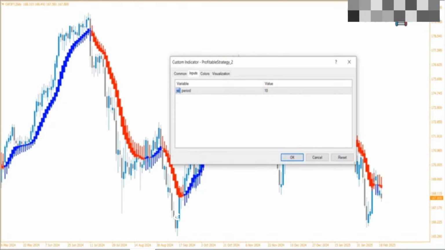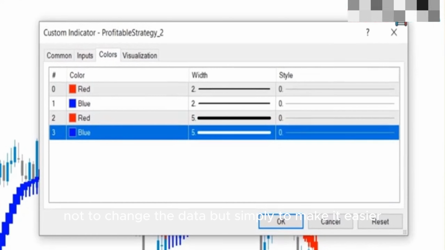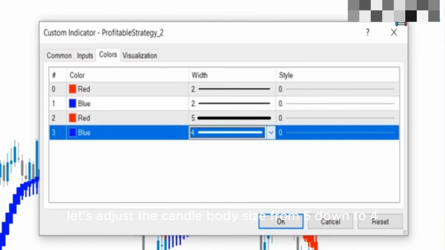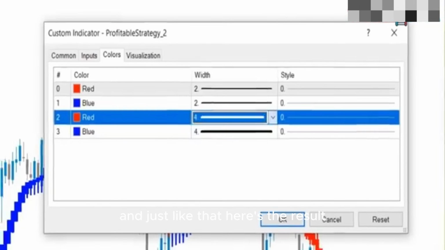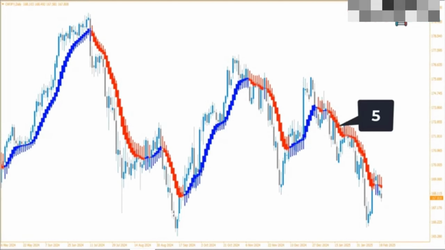First, we can customize the color and thickness of the indicator candles, not to change the data but simply to make it easier and more comfortable to read. On the chart, for example, let's adjust the candle body size from 5 down to 4. And just like that, here's the result. Much cleaner, much easier to analyze, right? Now let's move on to setting the indicator's analysis period.